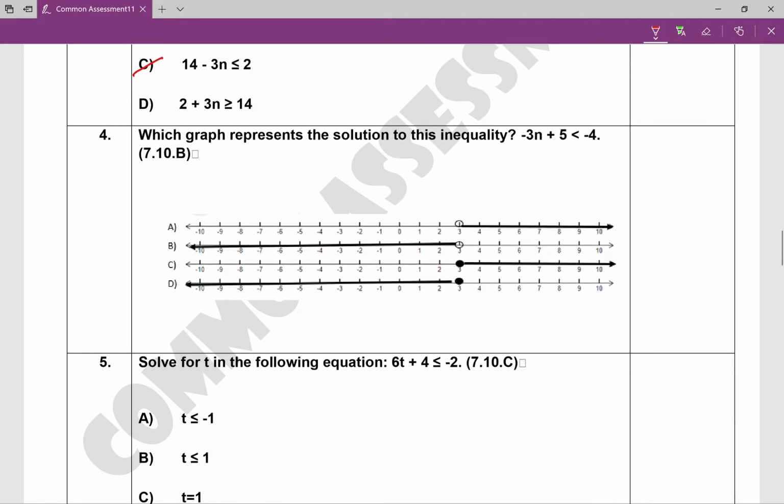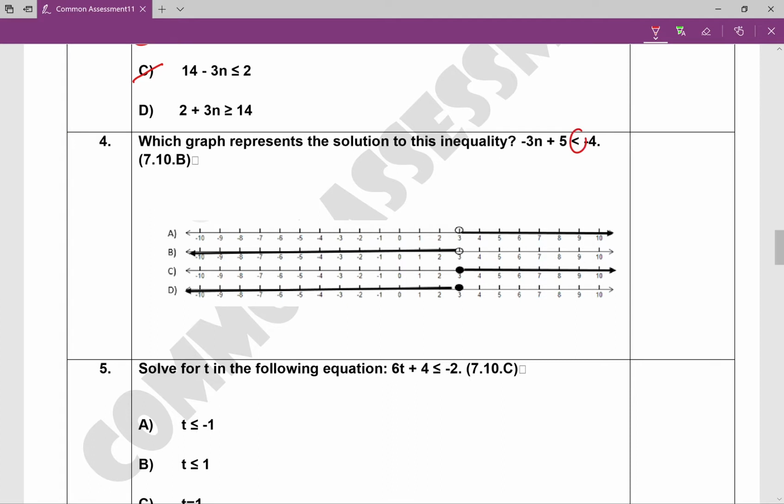Okay, number 4. Which graph represents the solution for the inequality? So we have an inequality, we have to solve it and then see which graph goes with it. Let's start by looking at the sign. This sign is an open circle, and this sign is a closed circle. So are we having a closed or open circle? Open. So that means C and D are not my answer choices.